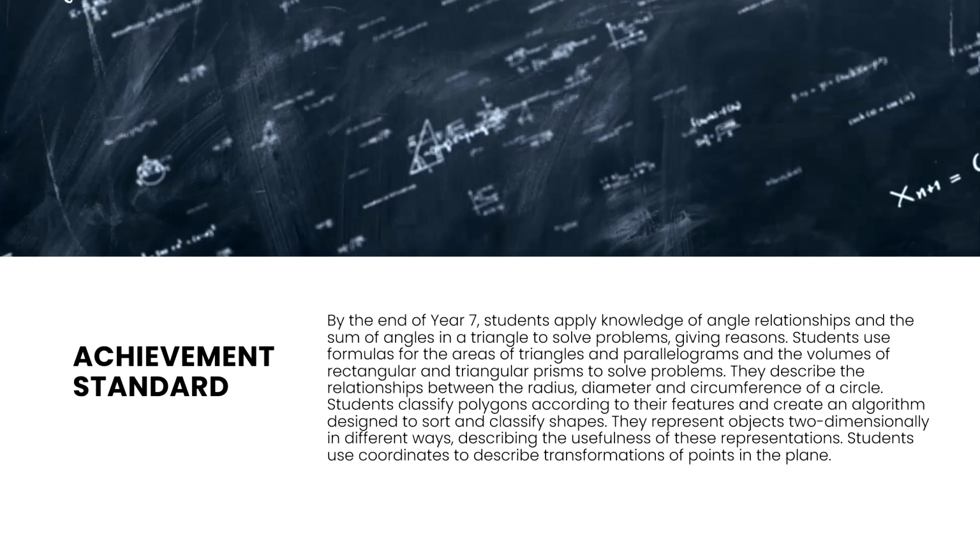They will describe the relationships between the radius, diameter, and circumference of the circle. They'll classify polygons according to their features. And they'll learn how to represent objects two-dimensionally in different ways by describing their usefulness in this representation. Students will also use coordinates to describe transformations on points of a plane.